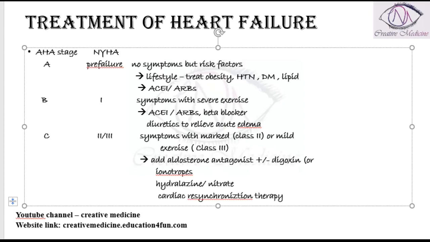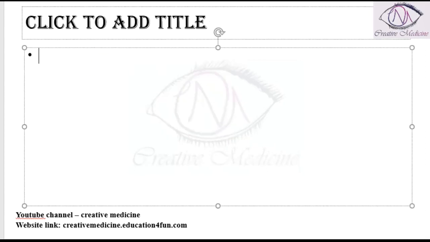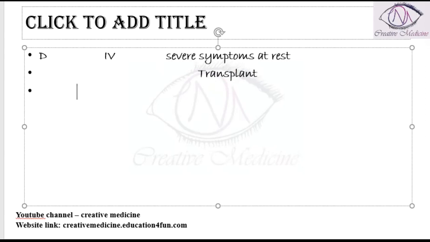Next, according to AHA stage D or New York classification stage 4, if the patient has severe symptoms even at rest, in such a case we should think about a transplant, whether we can do any transplant, or we can think of giving the patient ventricular assist devices, like a left ventricular assist device.